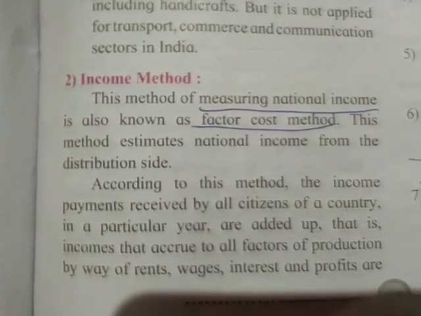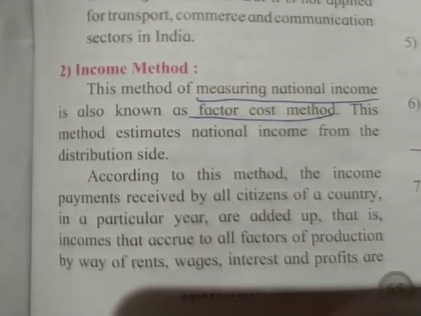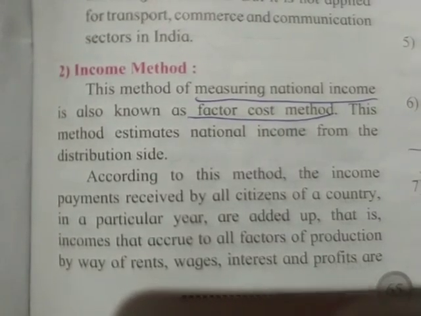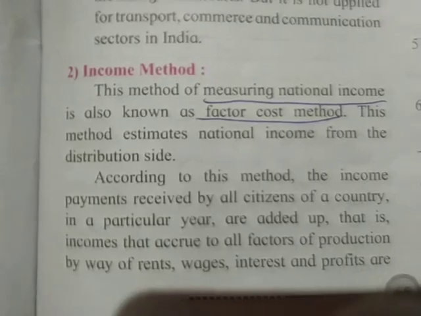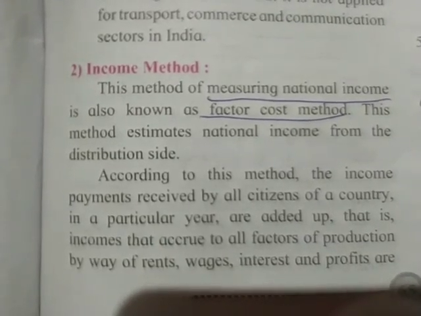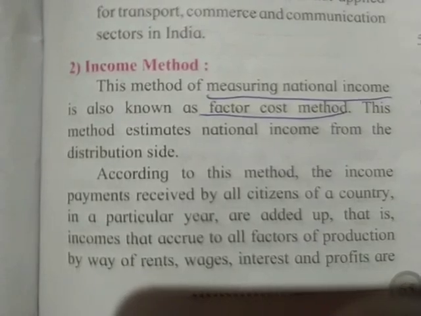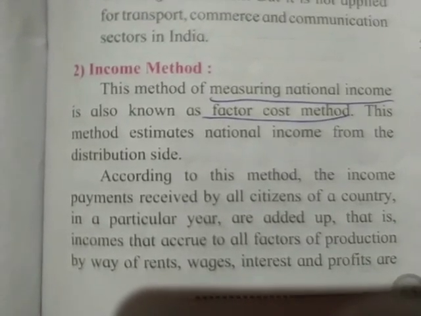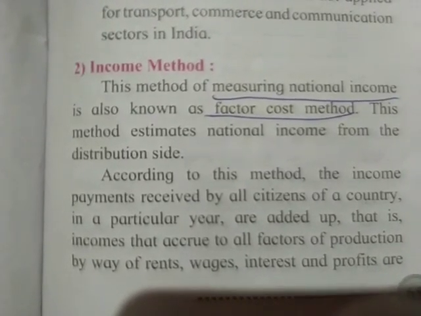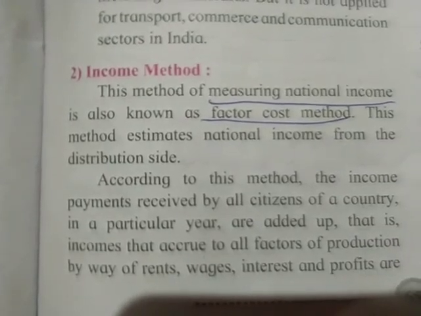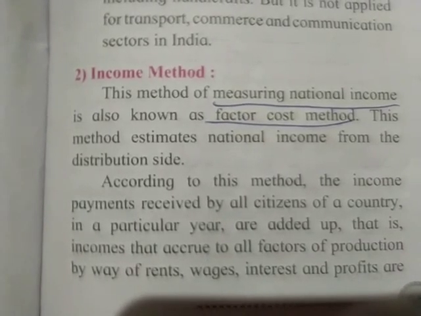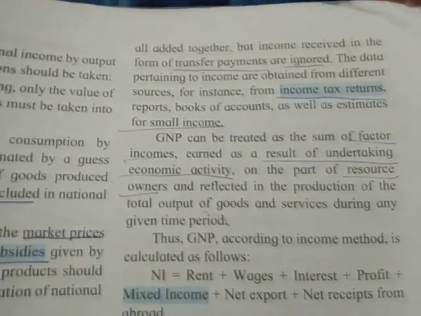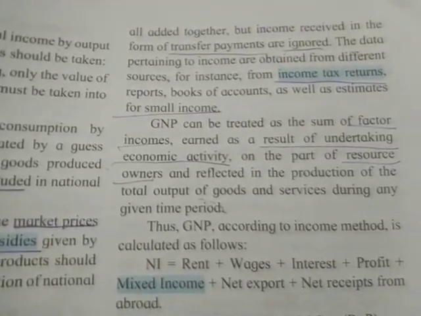Second, income method. This method of measuring national income is also known as factor cost method. This method estimates national income from the distribution side. According to this method, the income payments received by all citizens of a country in a particular year are added up. That is, income that accrue to all factors of production by way of rents, wages, interest, and profits are all added together. But income received in the form of transfer payments are ignored.